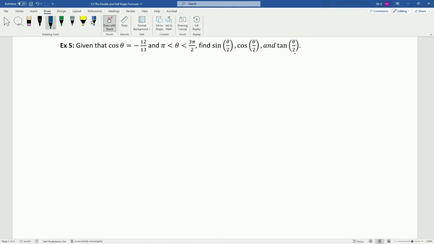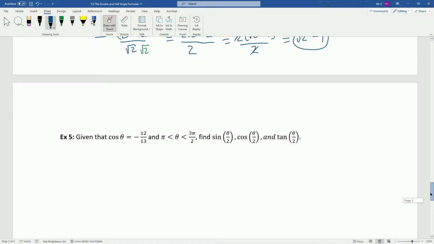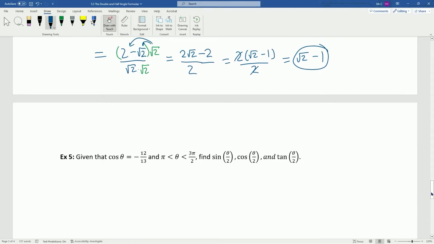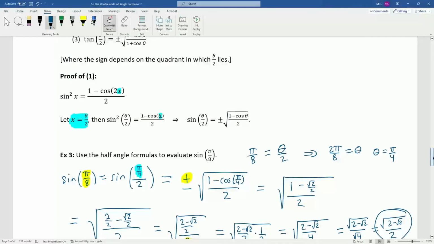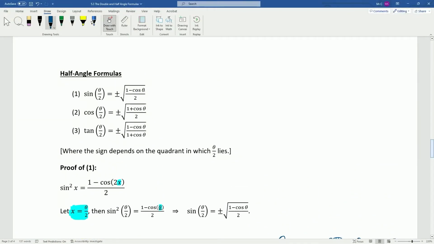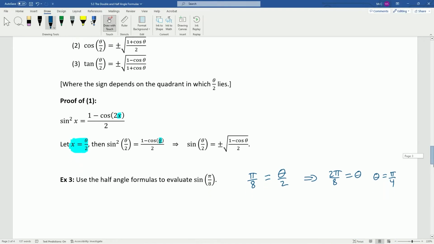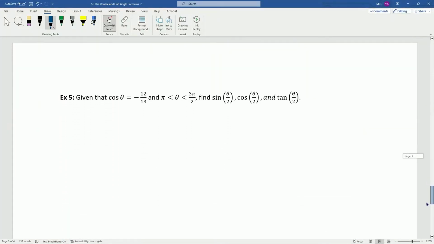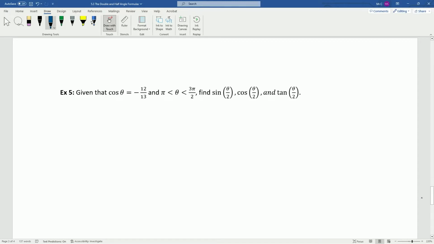So the key thing here is to recognize that we want to make sure we don't overdo the work. In this case, cosine of theta is given, and all of our half-angle formulas use cosine of theta only. That's the only trig function that pops up. So I don't have to solve for any of the other trig values. That makes this problem a little easier than it could be. But I do have to figure out what quadrant I'm in.